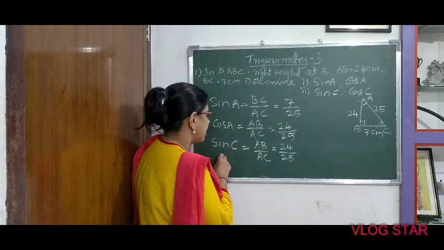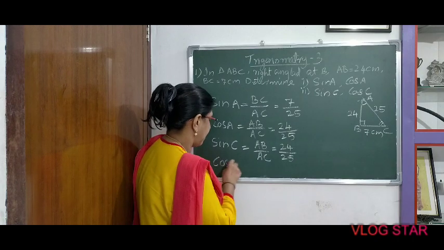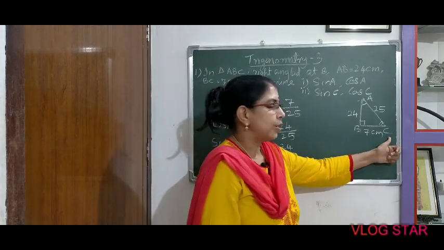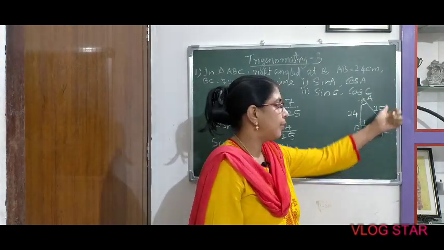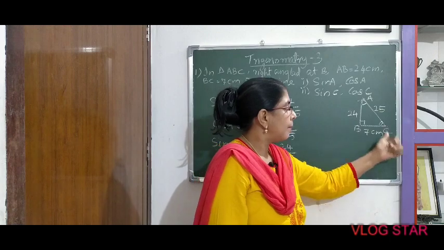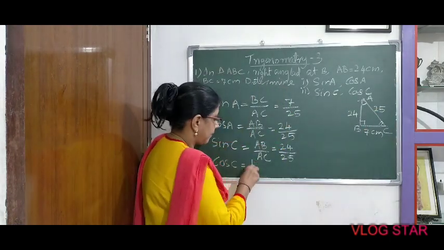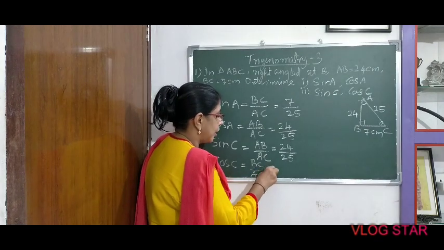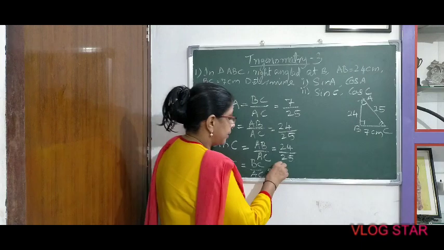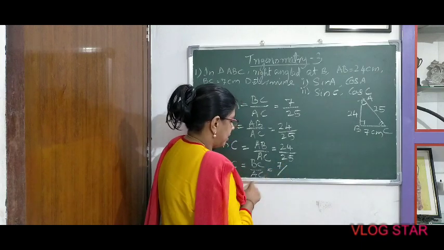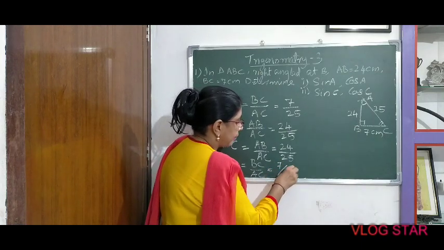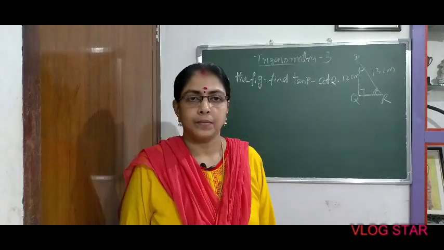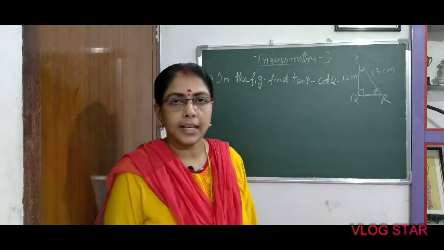Next we have to find out cos C. We know that cos C is equal to side adjacent to angle C upon hypotenuse, that is BC upon AC. This is equal to, we know that BC is 7 and AC is 25, so cos C is 7 by 25. Now our first question is over. Next we move on to the second question.